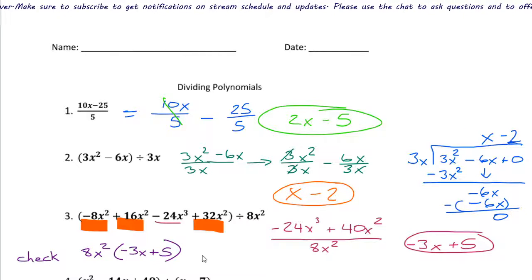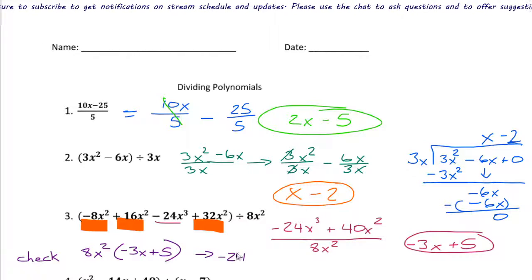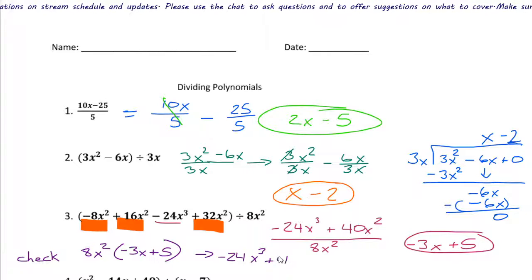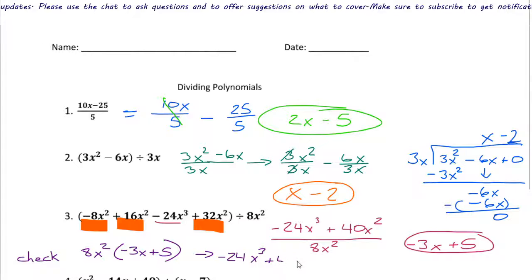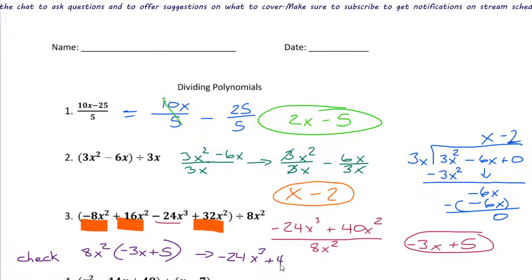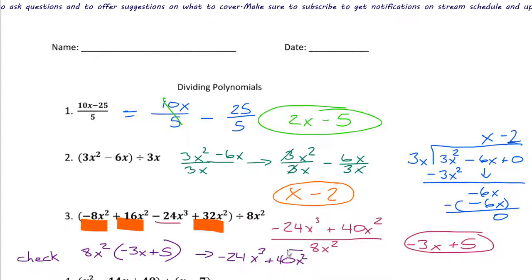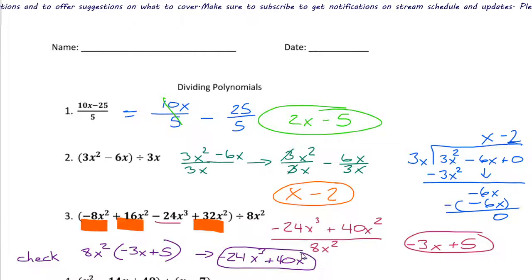8 times negative 3 is going to be negative 24. X squared times x is going to be x cubed. And then 8x squared times 5 is going to be positive 40x squared. And our answer matches up to what we originally started with, so we're good to go. Alright, so I'm going to scroll down.